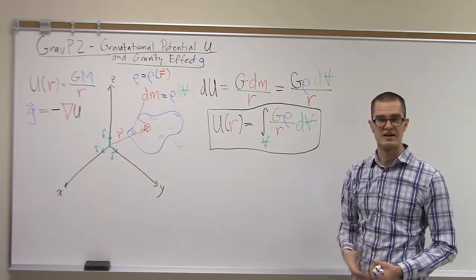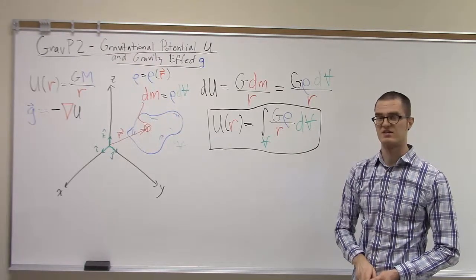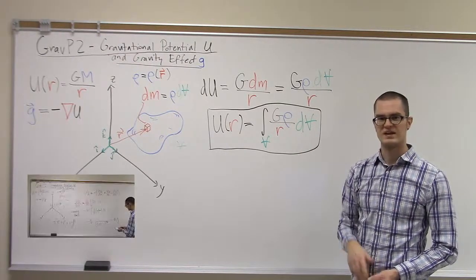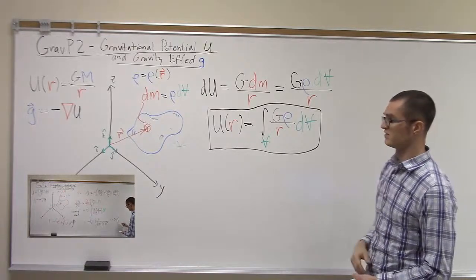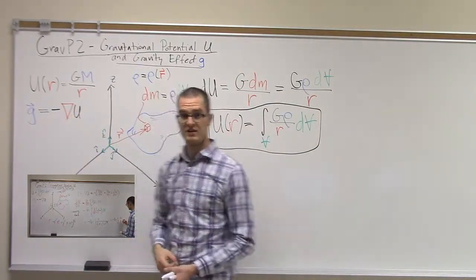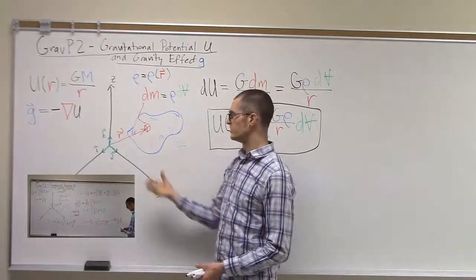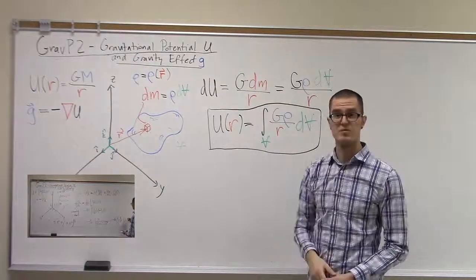We can actually use that to define some other useful properties in gravitational theory. In the next video of this sequence, we'll take this expression and we'll see how we can apply this derivation from U to actually get the gravitational field g caused by this arbitrary body.